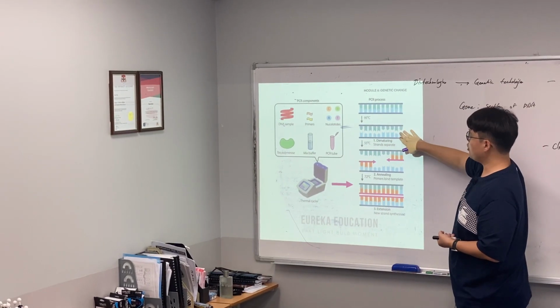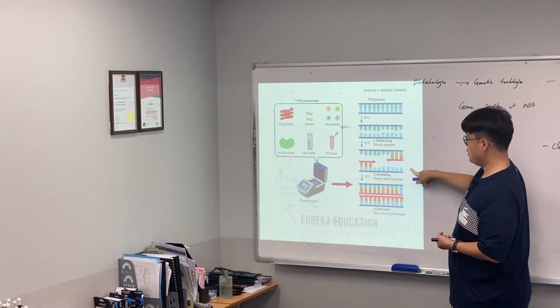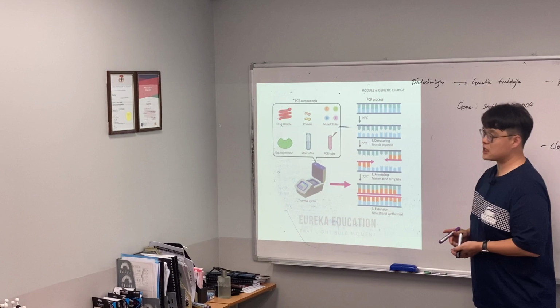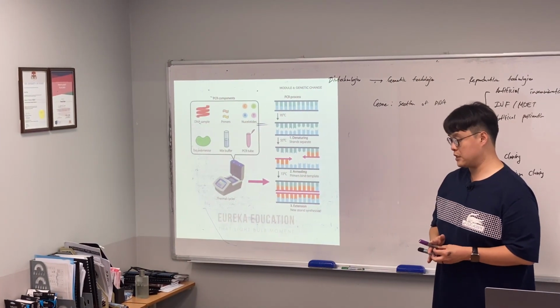They go through denaturing. Basically, we have to separate the strands. You are copying those sections. We use the primers, and then we use the extension to synthesize new strands too. So basically, I'm artificially copying those strands.